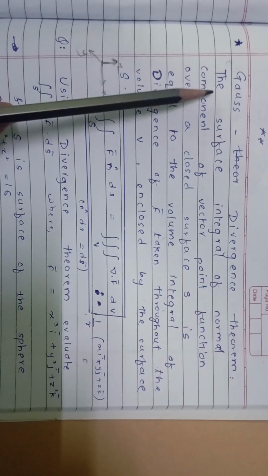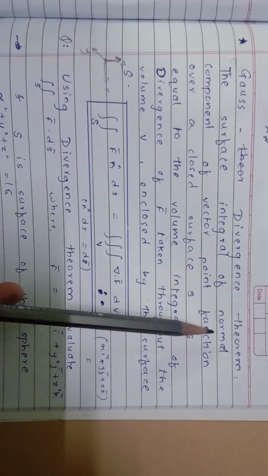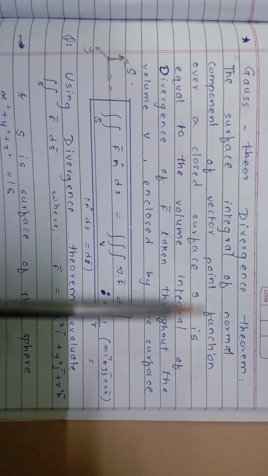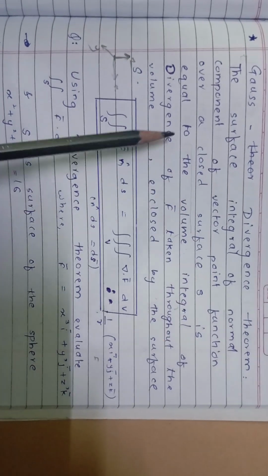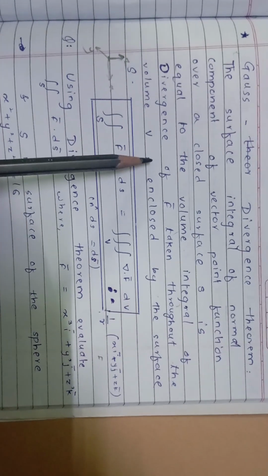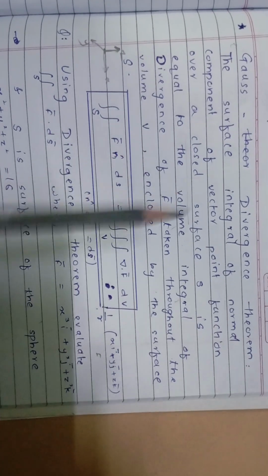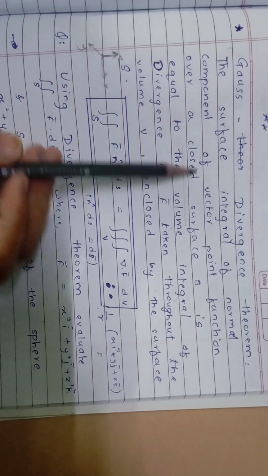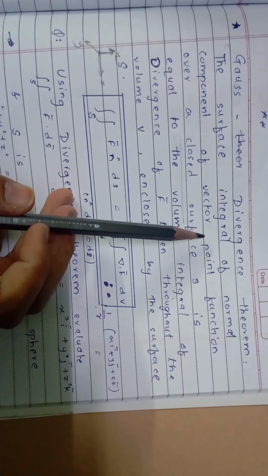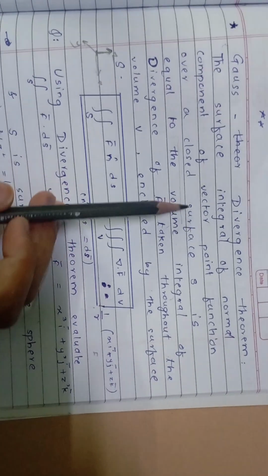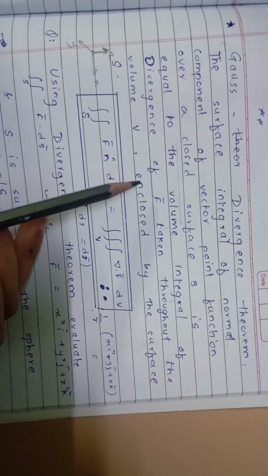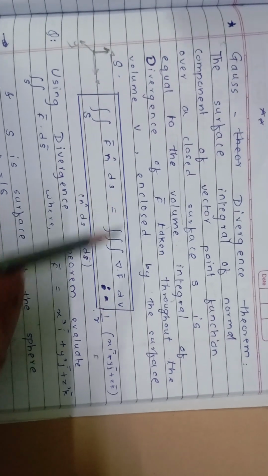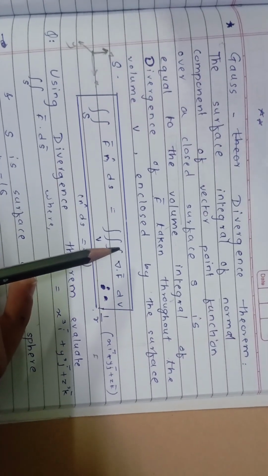Let's see. It states that the surface integral of the normal component of a vector point function over a closed surface would be equal to the volume integral of the divergence of the given vector point function. Which means if we have to evaluate the surface integral of the normal component of any vector point function, then we can evaluate it by taking the volume integral of the divergence of the given vector point function.